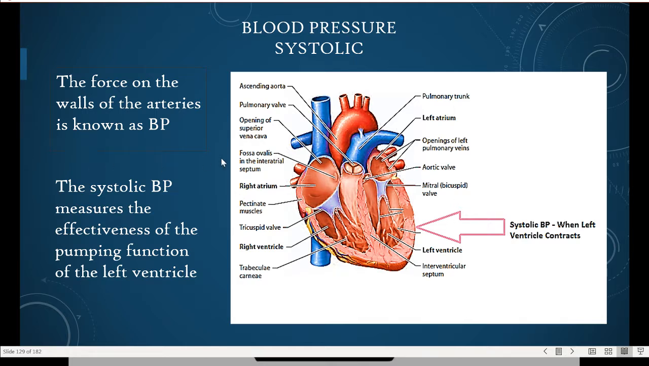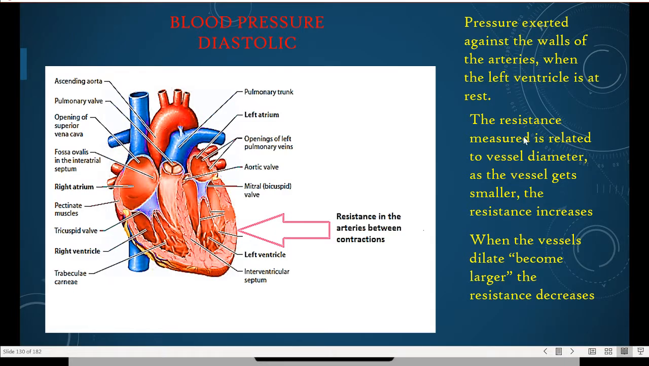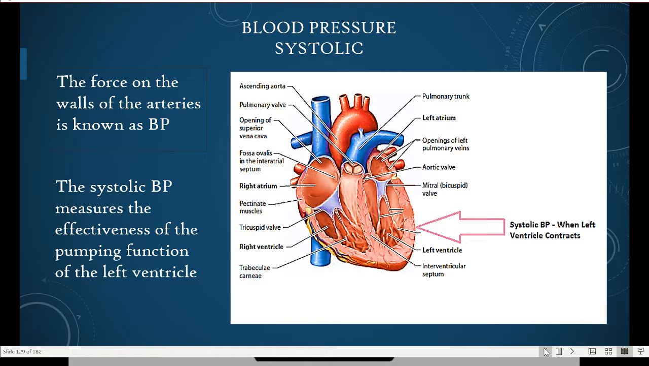Let's talk about blood pressure and systolic blood pressure. So systolic blood pressure lets us know, back up. There we go. Systolic blood pressure is a measurement of the effectiveness of the pumping function of the left ventricle. Okay? Lets us know that the left ventricle has enough volume of blood to pump out to where? Right. Up the aorta and out to the body.